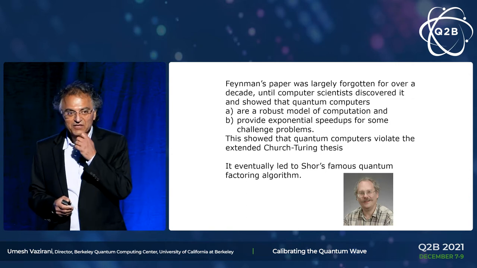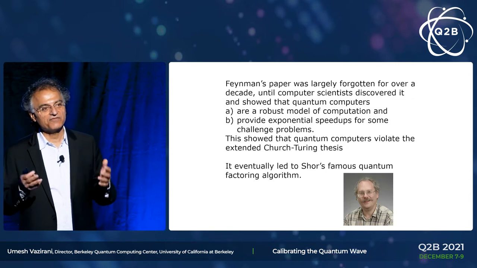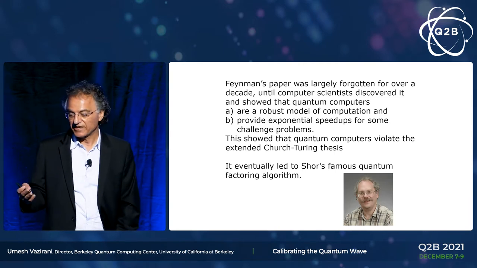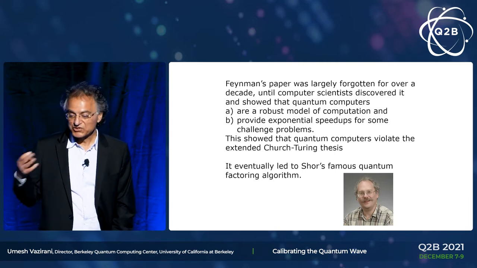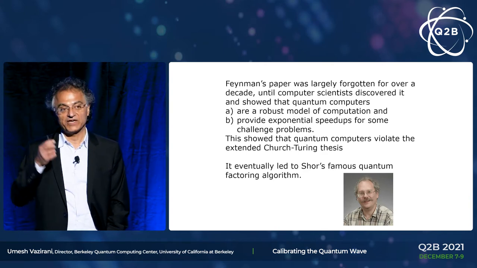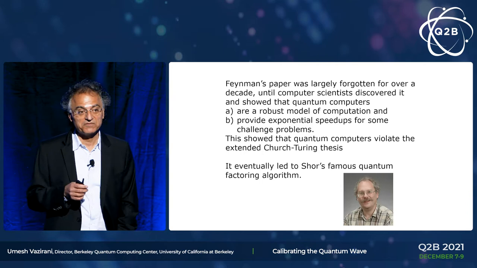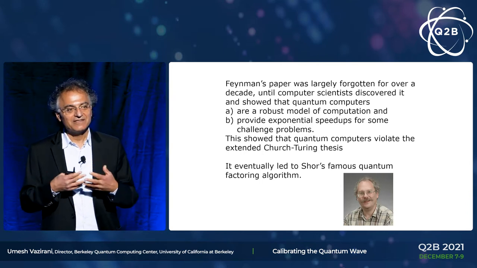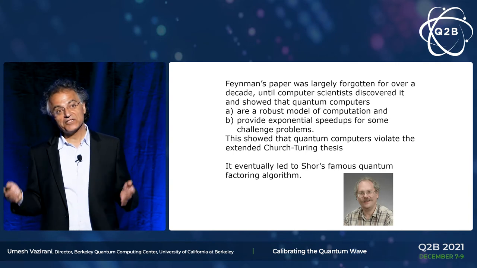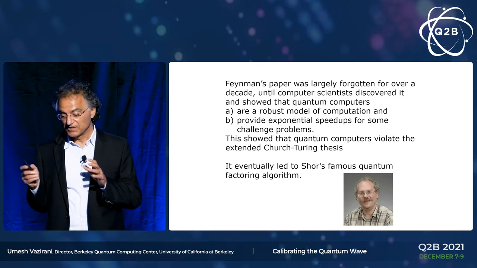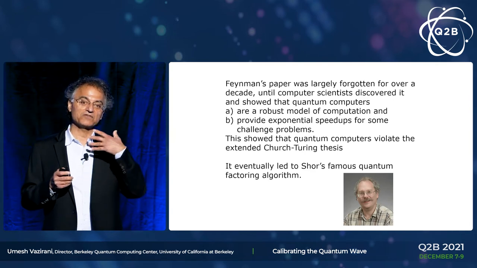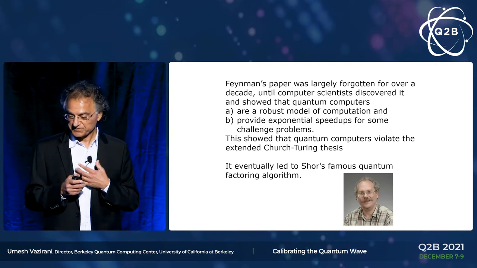But at the time, Feynman's paper was largely forgotten for about a decade. And then it was discovered, and it was shown that, in fact, quantum computers are a robust model of computation. They provide exponential speedups for some challenge problems. And therefore, this shook up the foundations of computer science. It also eventually led to Shor's famous quantum factoring algorithm, which made it clear that this is also of great practical importance.